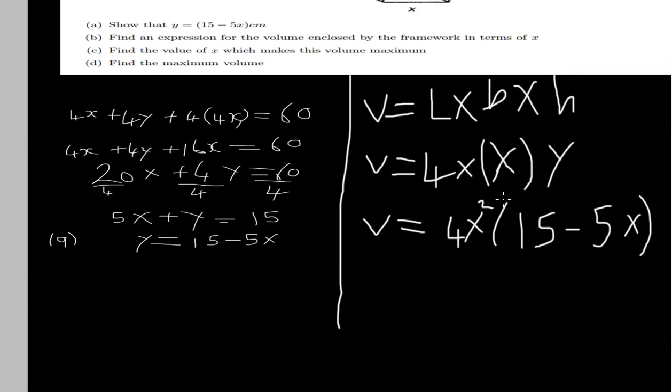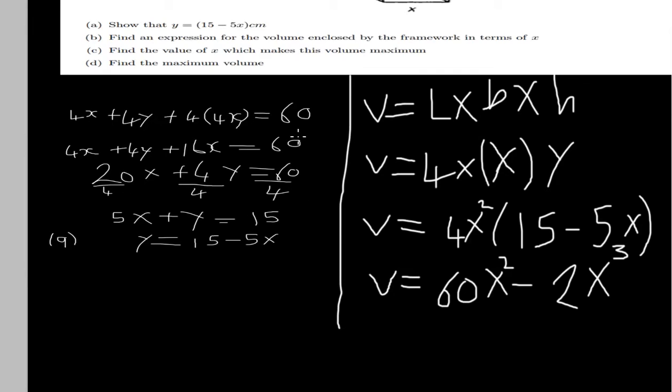So now I'm just remaining with simplifying the expression. When I multiply through, 4 times 15 is 60x. And then minus 4x squared times 5, I'm getting 20x to the power 3. So this is the solution for B. Let me write B this side.